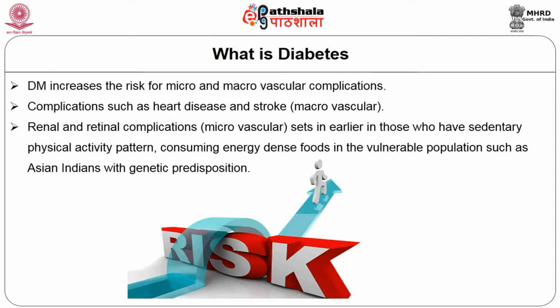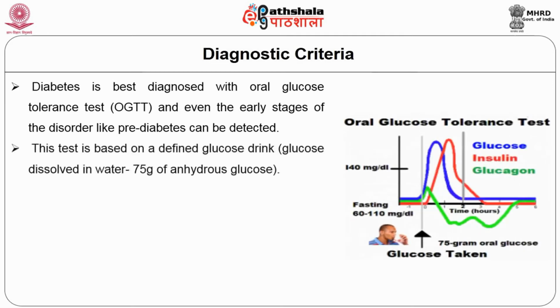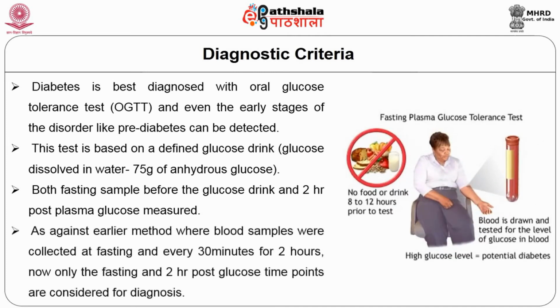Diagnostic criteria: diabetes is best diagnosed with the oral glucose tolerance test, called OGTT, and even the early stages of the disorder like pre-diabetes can be detected. On a defined glucose drink, 75 grams dissolved in 200 ml water, both a fasting sample before the glucose drink and a 2-hour post plasma glucose are measured, as against the earlier method where blood samples were collected at fasting and every 30 minutes for 2 hours. Now only the fasting and 2-hour post glucose are considered for diagnosis.